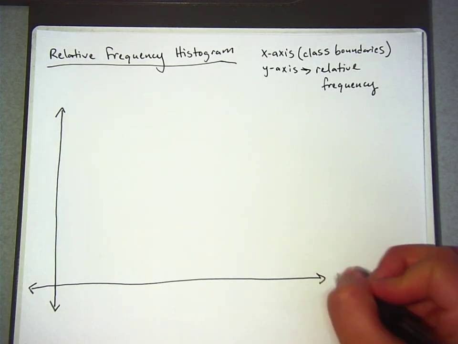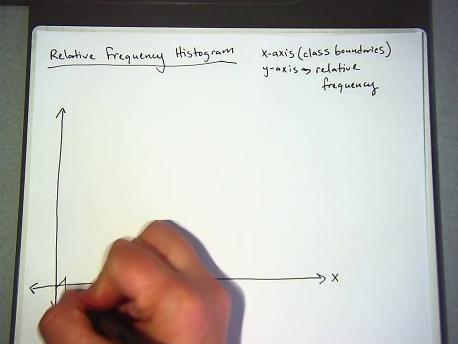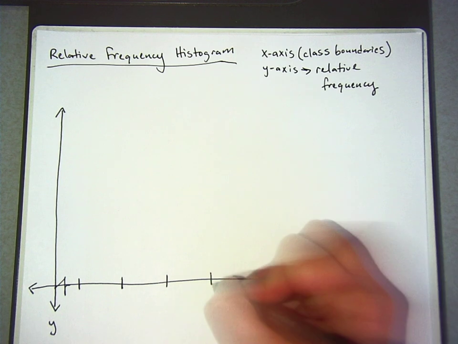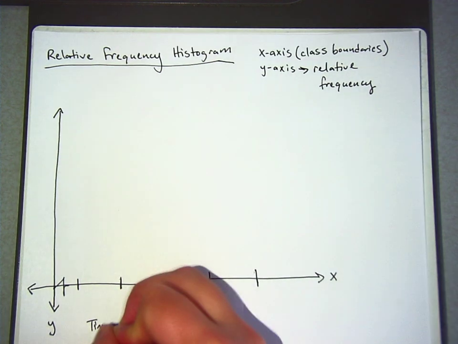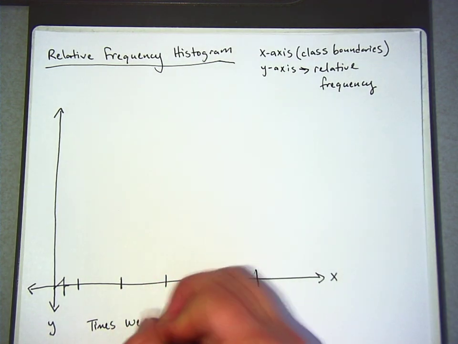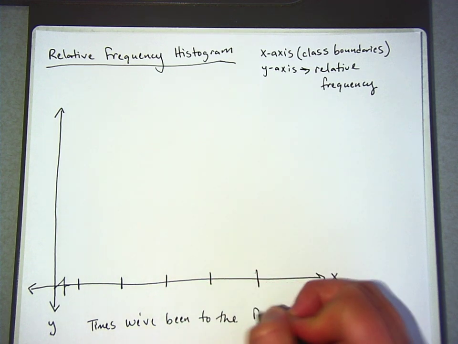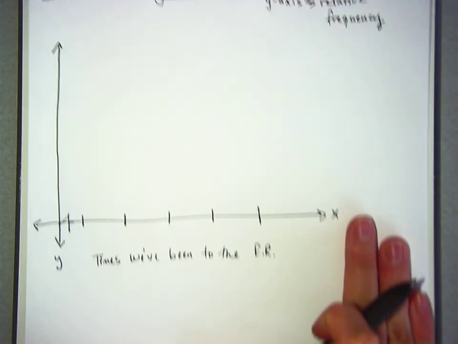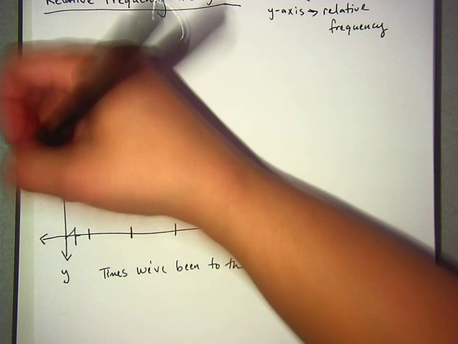Okay, this one's X, this one's Y. We're going to do the exact same thing we did before. I'm still going to label it times we've been to the ER. And then on the side, this time is relative frequency.